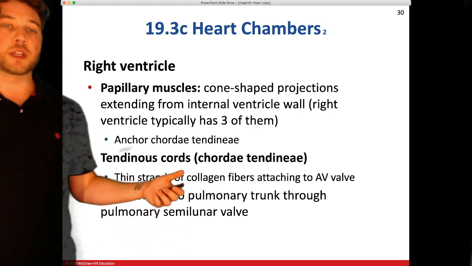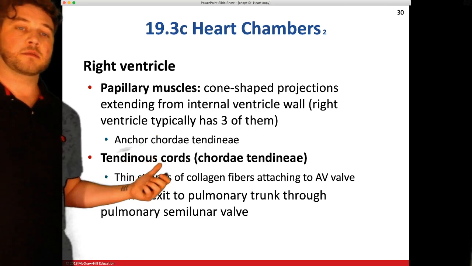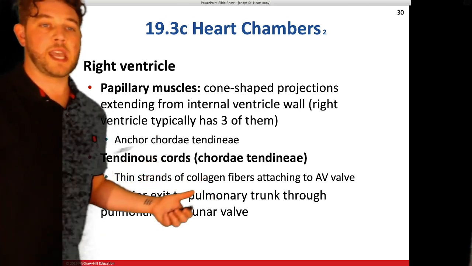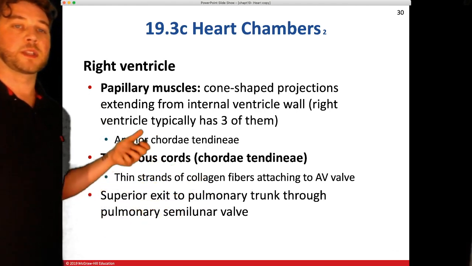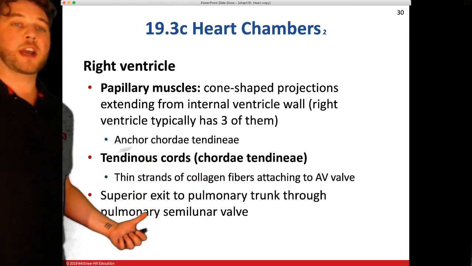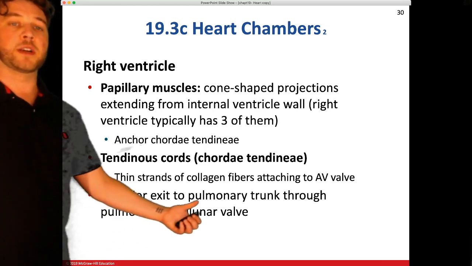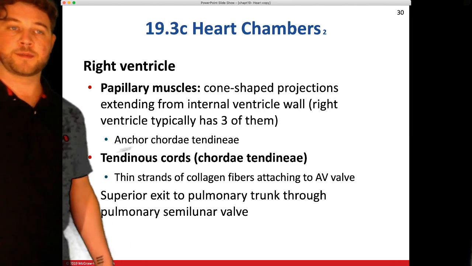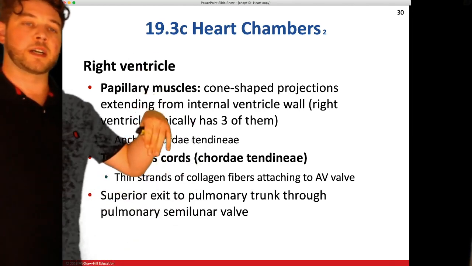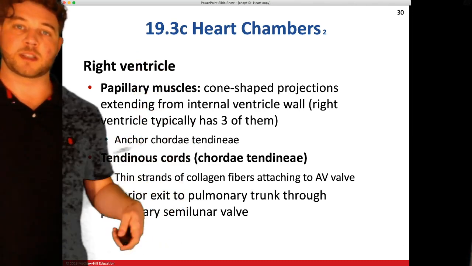valve. So the tendinous cord, the papillary muscles come from the heart wall. They, in turn, are attached to the tendinous cords, which then attach to the AV valve to help anchor it. That's what these do. The superior exit to the right ventricle is to the pulmonary trunk through the pulmonary semilunar valve. So you enter the right ventricle through the right AV valve, the tricuspid valve, and then you exit it through the pulmonary semilunar valve.